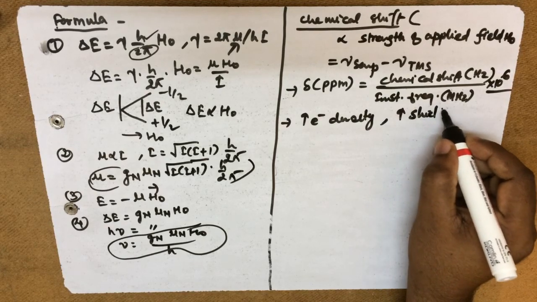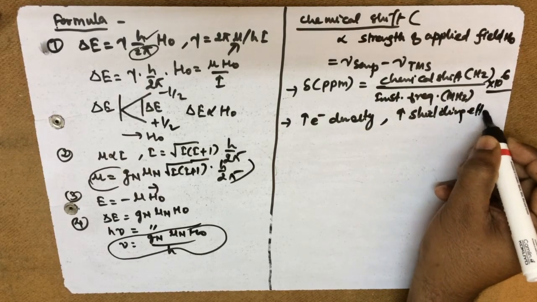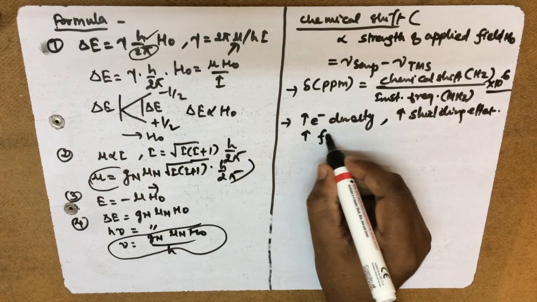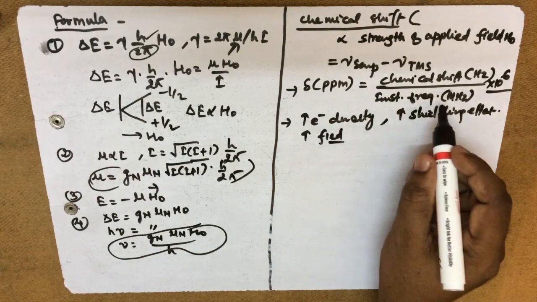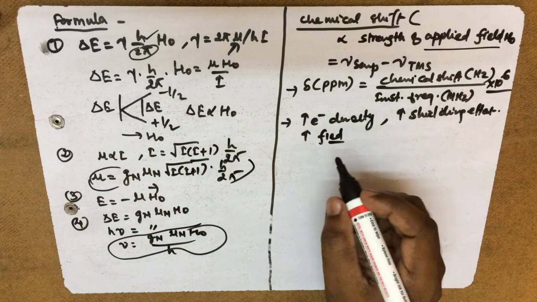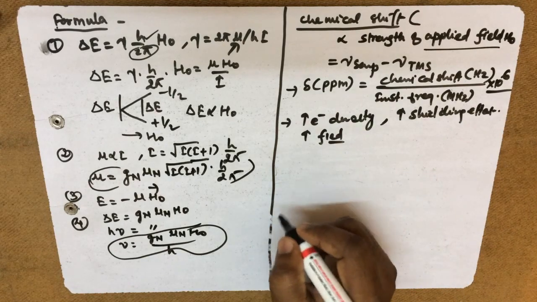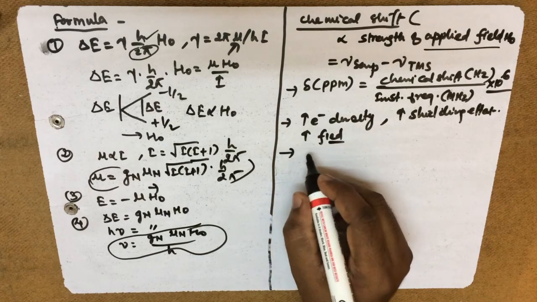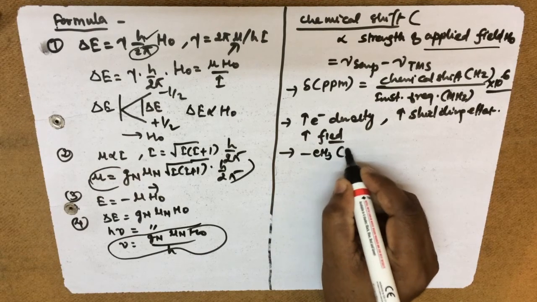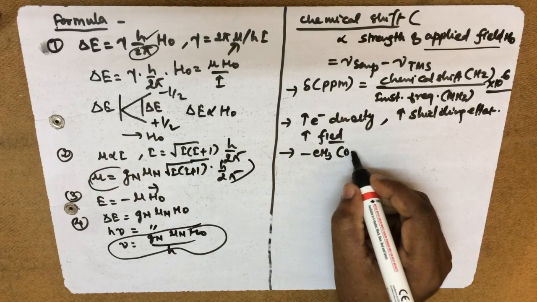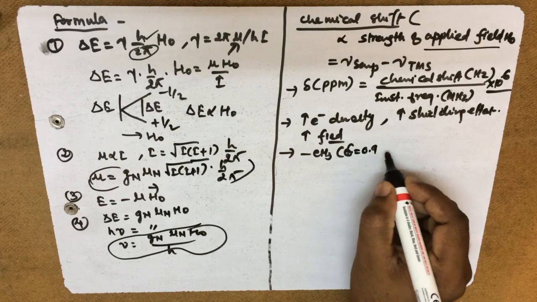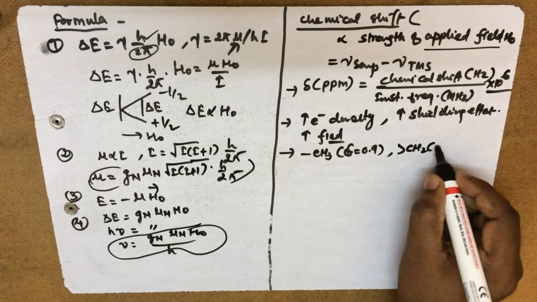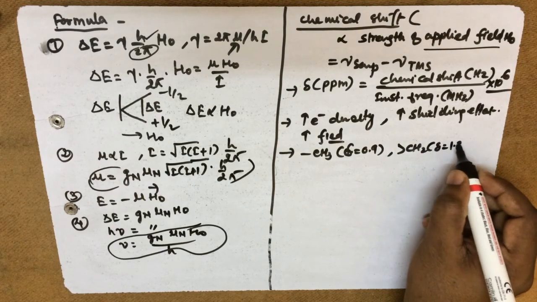And also, increase the field which you apply. So there are some particular chemical shifts for particular species. For methyl, the standard chemical shift delta value is 0.9. Similarly for CH2, the delta value is 1.3.